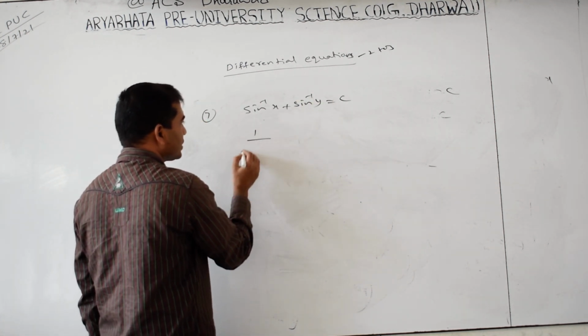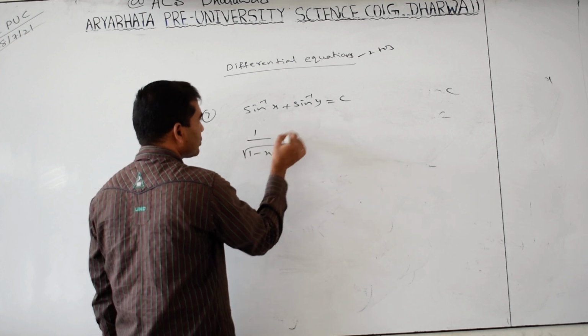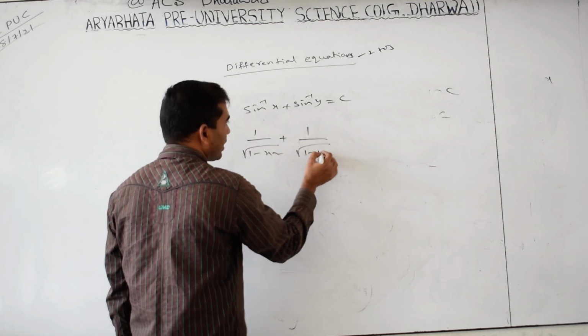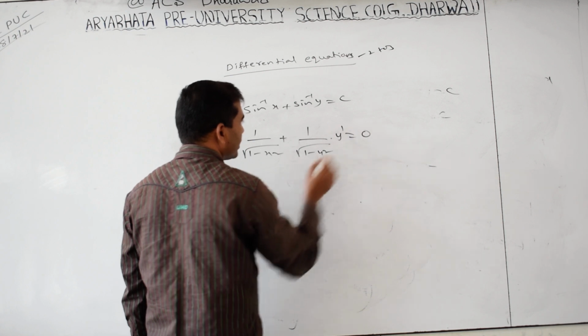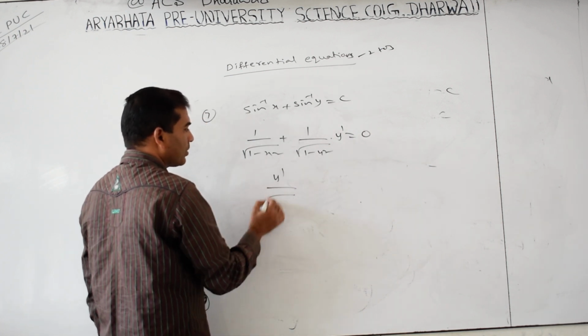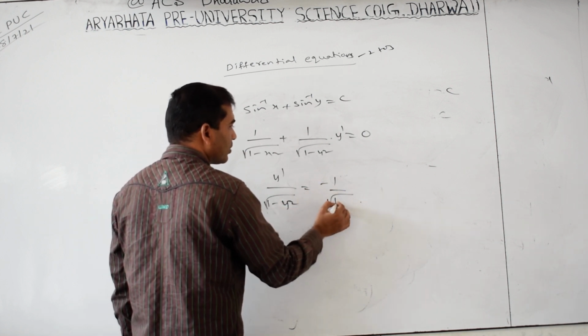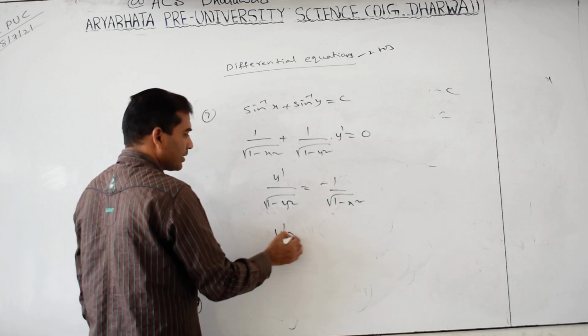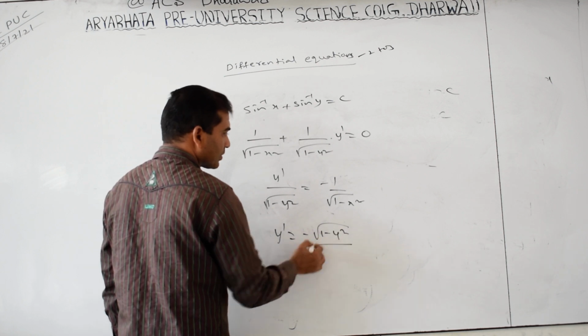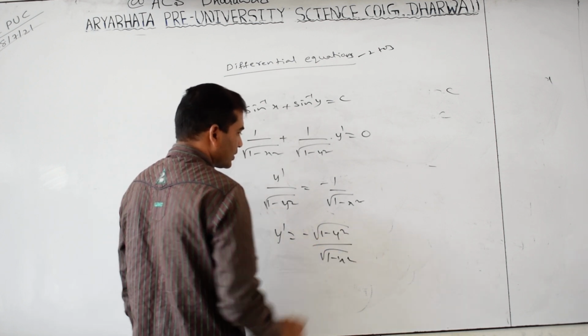Sin inverse x differentiation is 1 by root of 1 minus x square. Plus 1 by root of 1 minus y square into y dash equal to 0. So y dash by root of 1 minus y square equal to minus 1 by root of 1 minus x square. This is it.